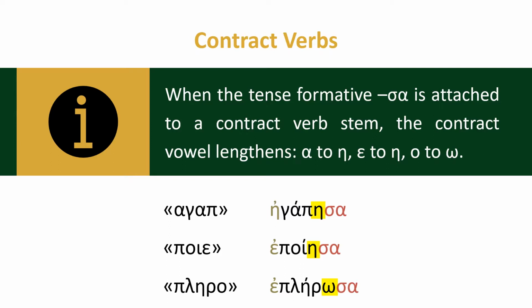So when the tense formative sa is attached to a contract verb stem, the contract vowel lengthens: alpha to eta, epsilon to eta, and omicron to omega. Otherwise, these verbs form entirely regular first aorists.